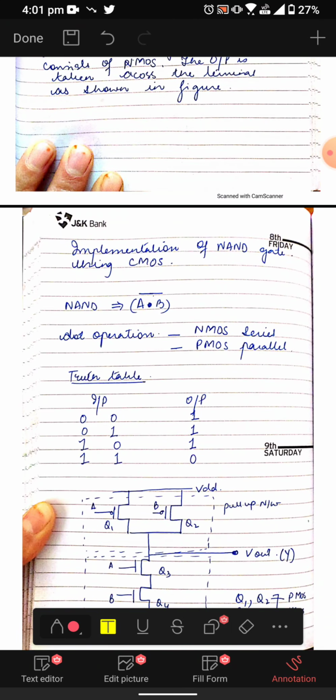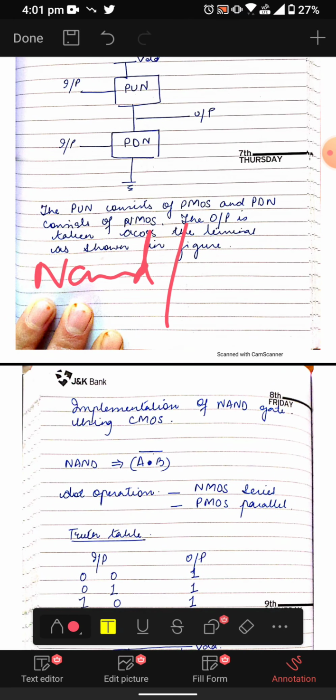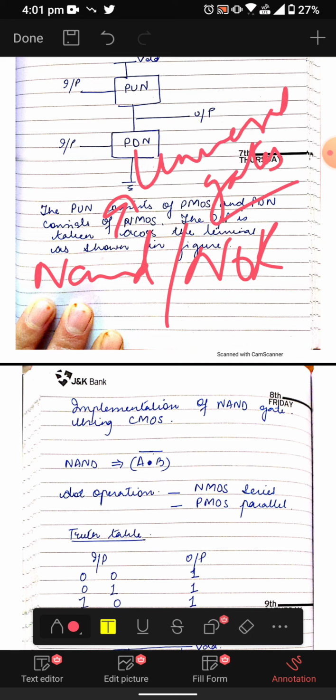Now we will implement, you know that the NAND and the NOR gate, these are the universal gates. Okay. So we will implement the universal gates using CMOS. If we are able to implement the universal gates using CMOS technology, then we can implement any other gate with the help of those gates later on, because NAND and NOR gates are called universal gates. Okay.